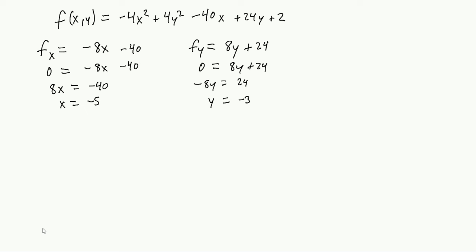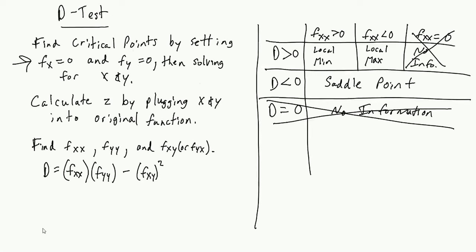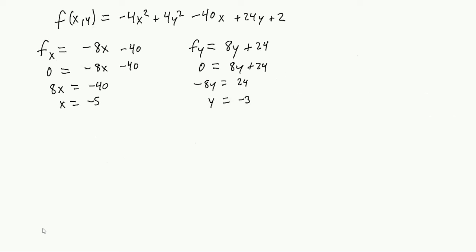Let's go ahead and get our z value while we're here. So second part of this, calculate z by plugging x and y into the original function. We're going to need that. Okay, so again, we've got x, we've got y, we need to get z. Z is the same as the original function. So z equals f of negative 5 comma negative 3. Plug those into the original there.